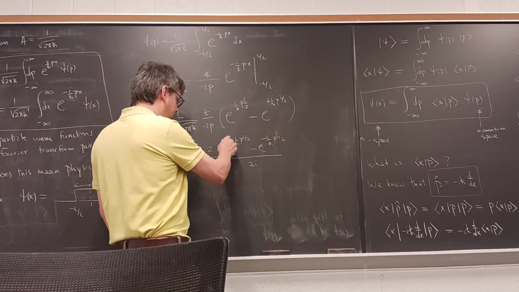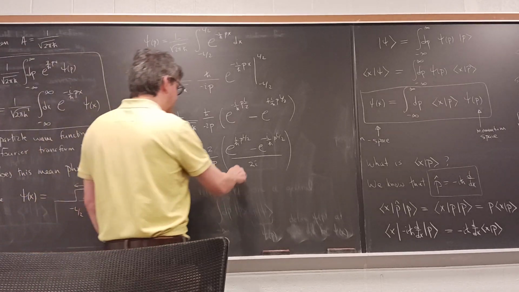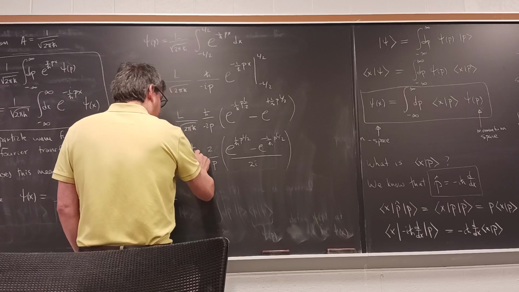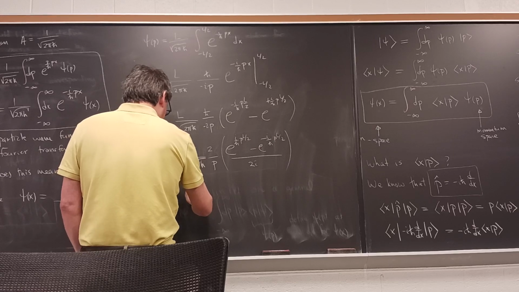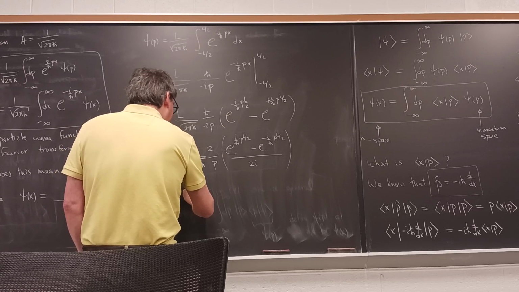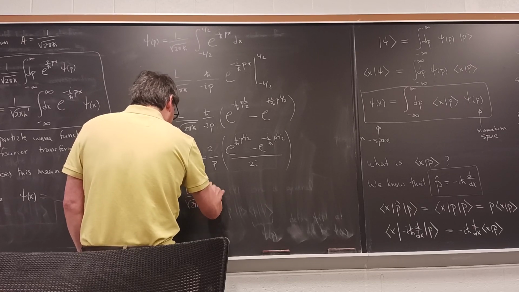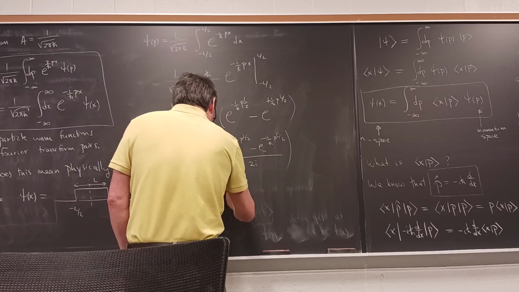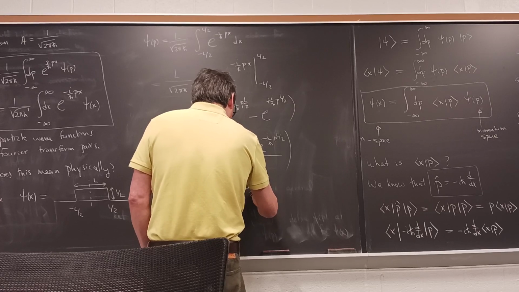All right, so what's this? Is that a sine function? Right, that's the sine function. So this is, well, let's see, I'll write this as L h bar over the square root of two pi h bar, I'll have two over p, and then I'll have sine of p L over two h bar.